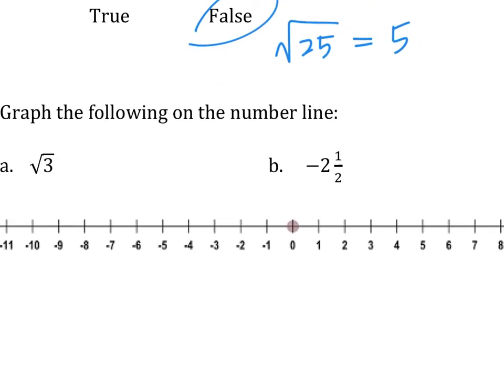All right, we already graphed square root 3, so that's about 1.7, so that's A. And then, Heller, where is -2 and 1/2? -2 and 1/2. Perfect. Okay. All right, any questions?